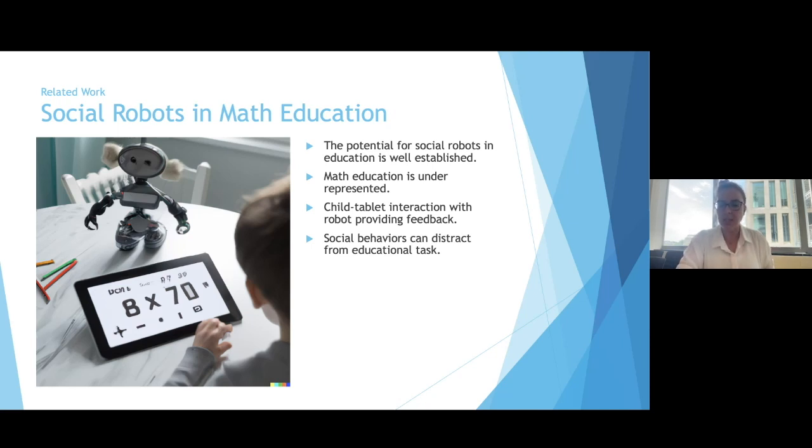So that led us to the research question of this project: how to better intertwine the social behaviors of the robot and the math task. Next slide, please.